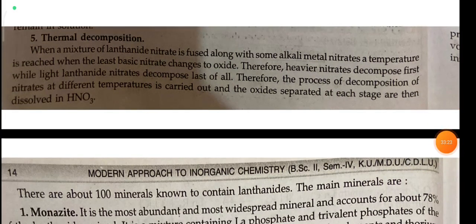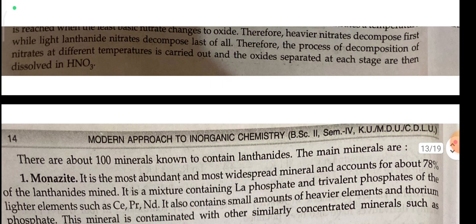Thermal decomposition. When a mixture of lanthanide nitrates is fused along with some alkali metal nitrates, a temperature is reached when the least basic nitrate changes to oxide. Therefore, heavier nitrates decompose first while light lanthanide nitrates decompose last of all. Therefore, the decomposition of nitrates is carried out at different temperatures, and the oxides separated at each stage are then dissolved in HNO3.